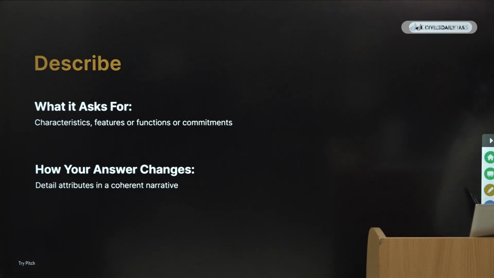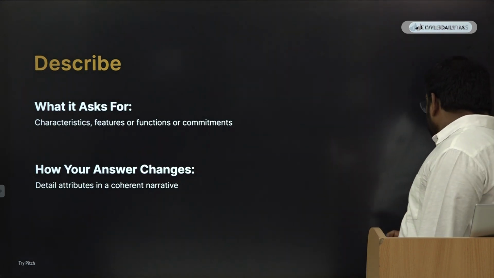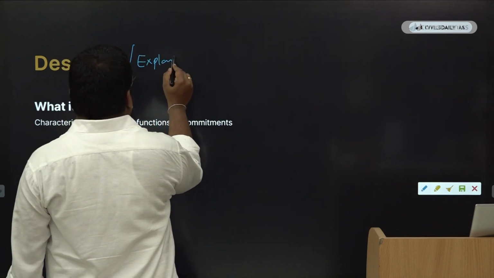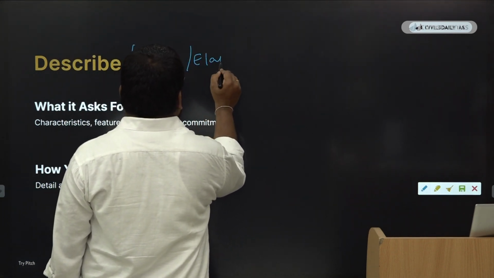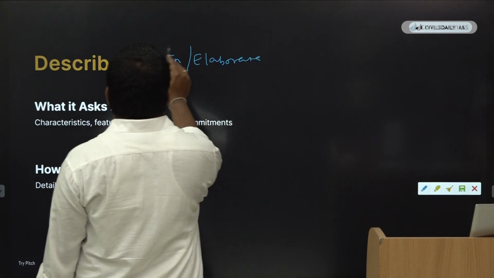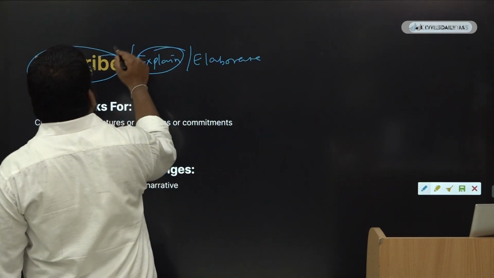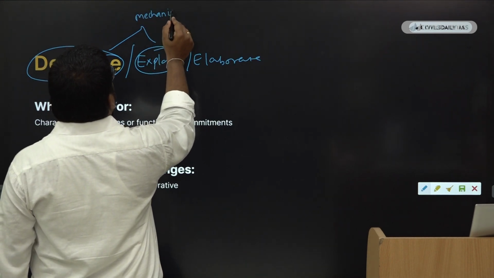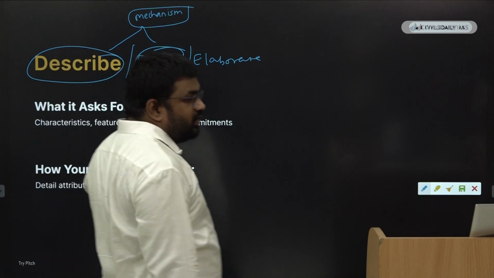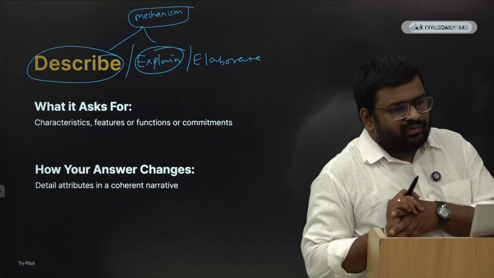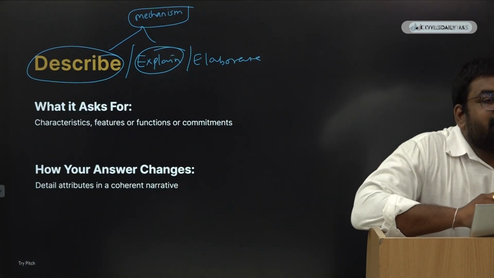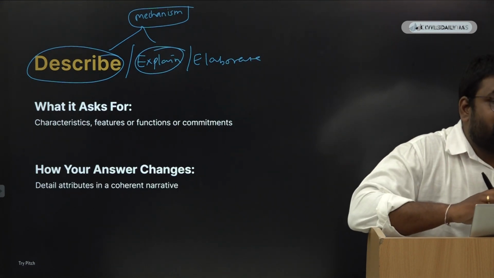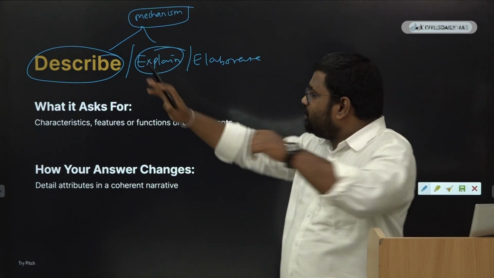Next is describe. Again, describe is similar to explain and elaborate. The only thing is, in explain and describe, you also have to explain the mechanism of it. Like the relative deprivation diagram that Aditya Srivastava used. So when they ask you to explain, if the theme permits, you can highlight the evolution of it using a flowchart. The same thing you can do in describe.